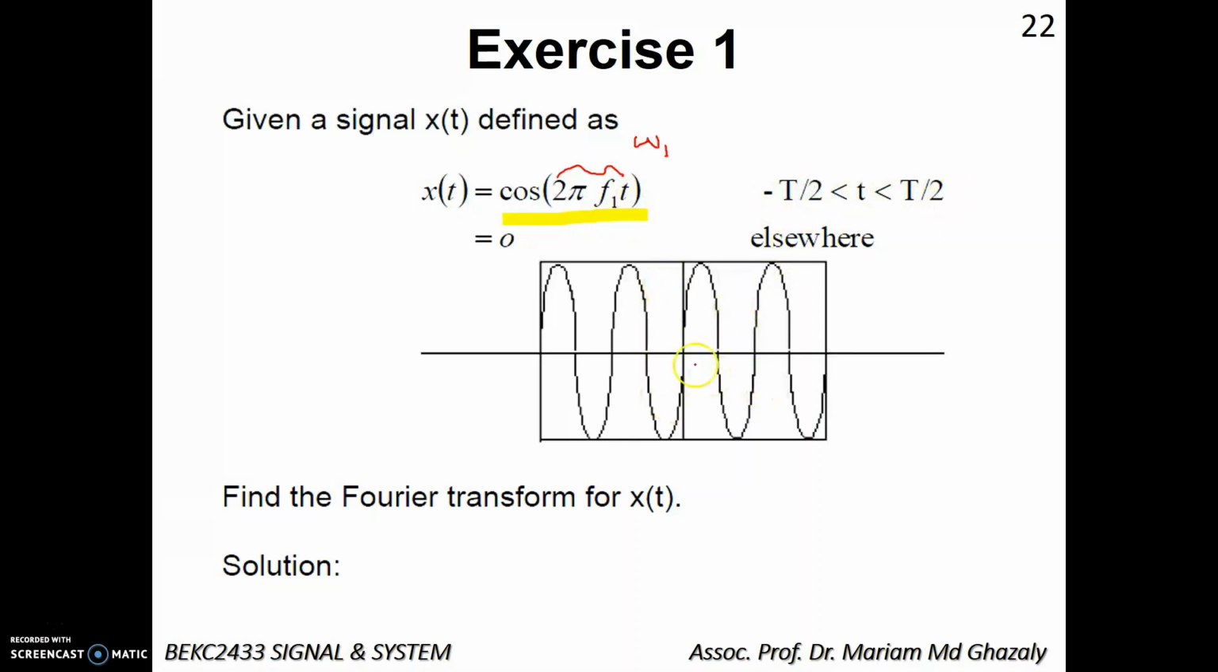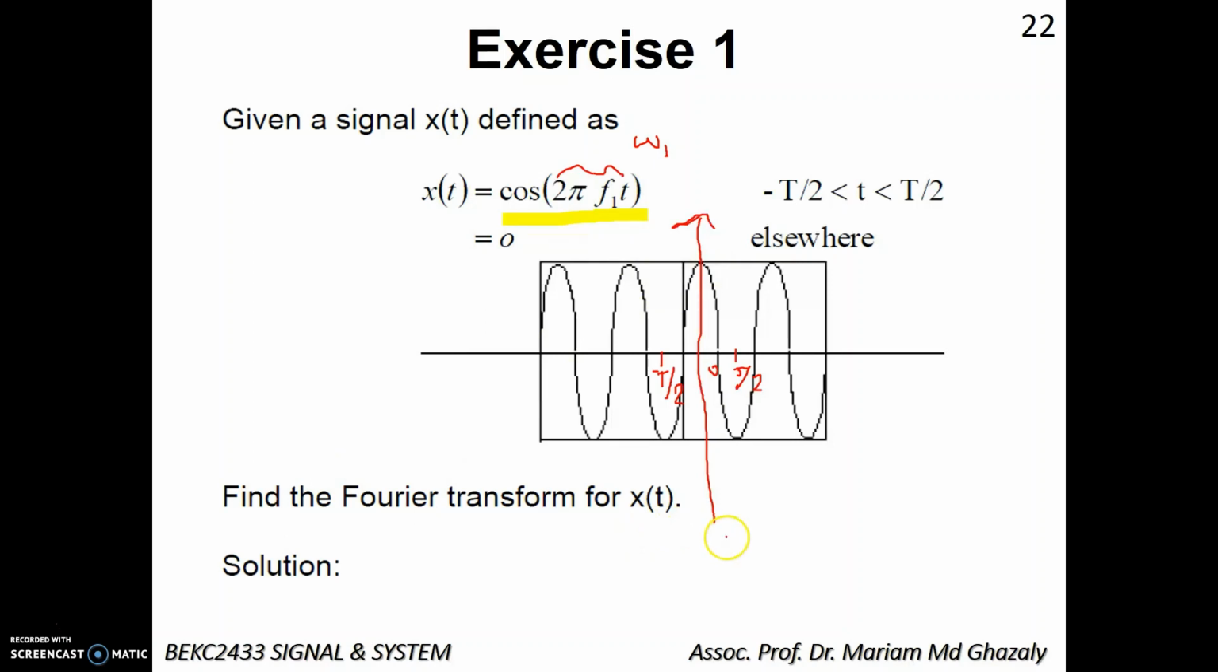So this waveform, the y-axis is not correct. You should have your y-axis at this point, because it's a cosine waveform. So you have from here this point. T over 2 is at this point, and minus T over 2 is at this point. Okay, so find the Fourier transform for x(t).